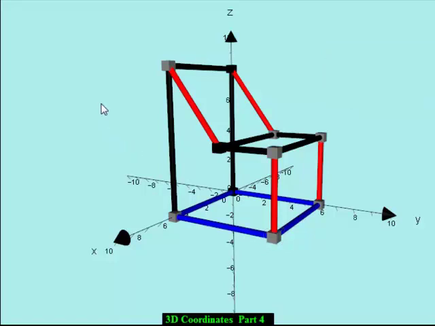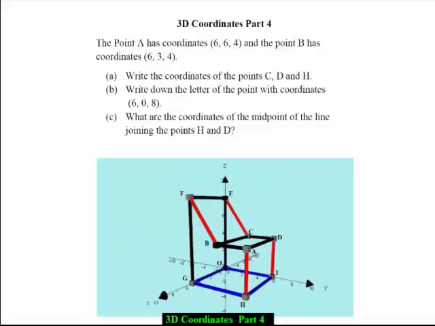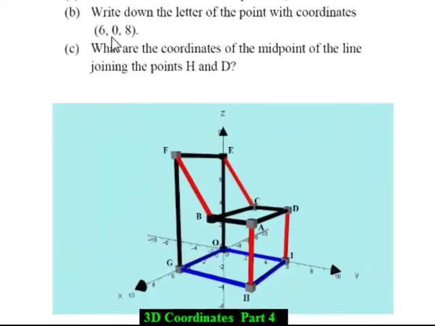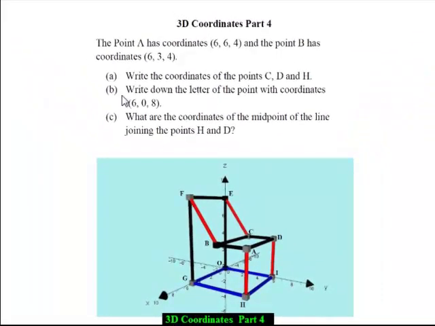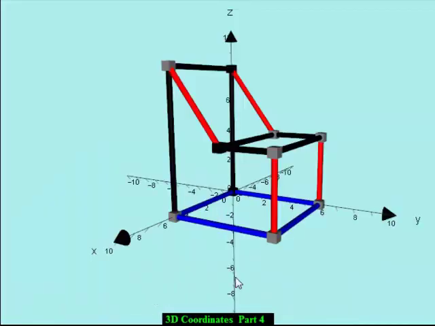Right. We're going back to the question now to see what the next part is. Write down the letter of the point with coordinates 6, 0, 8. So from the origin, 6 along the x-axis, we're not going parallel to the y-axis, but we're going 8 up parallel to the z-axis. So it's the point F. Let's have a look at it here. 6, 0, 8. So it's that point there. It's the point F.